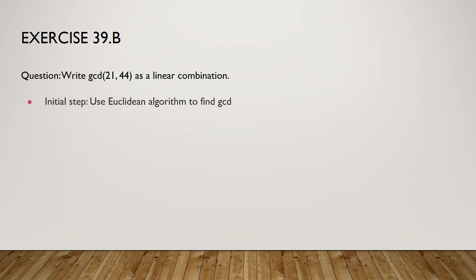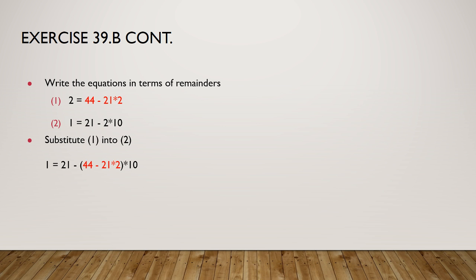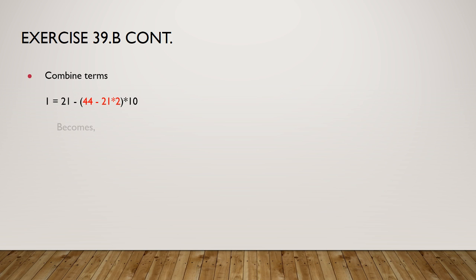As we can see here, you use 21 and 44. You solve it the exact same way. You end up getting 0 as your remainder, so 1 is the greatest common divisor. You can then use that to create two formulas. As you see here, 2 equals 44 minus 21 times 2, and 1 equals 21 minus 2 times 10. You substitute 2 into 1, you end up with this, and you can just simplify, simplify, simplify, and you end up getting 1 equals 21 times 21 plus negative 10 times 44.